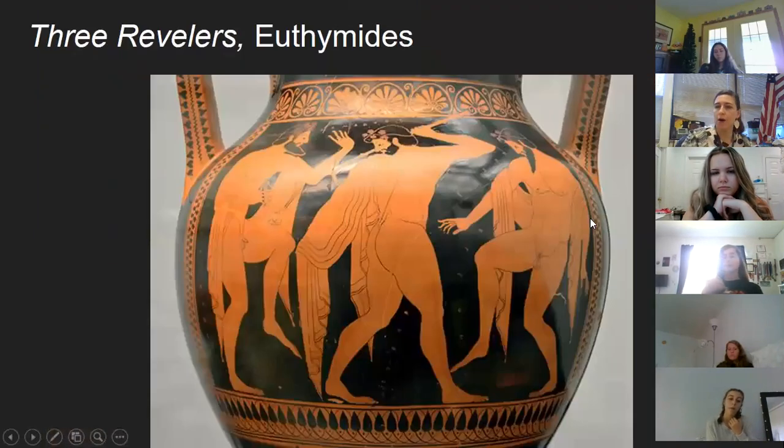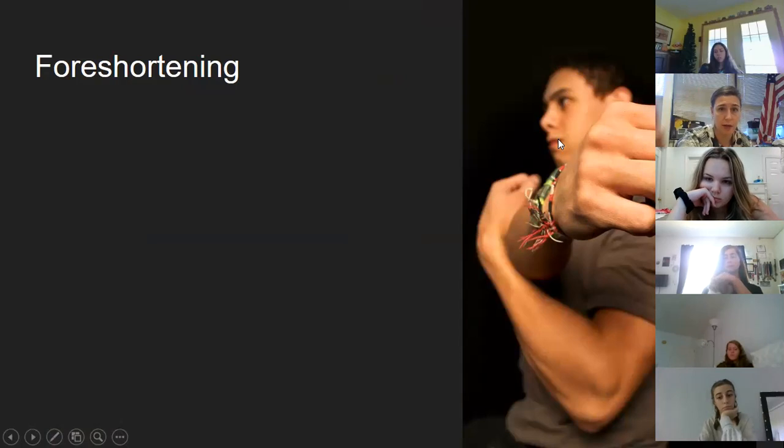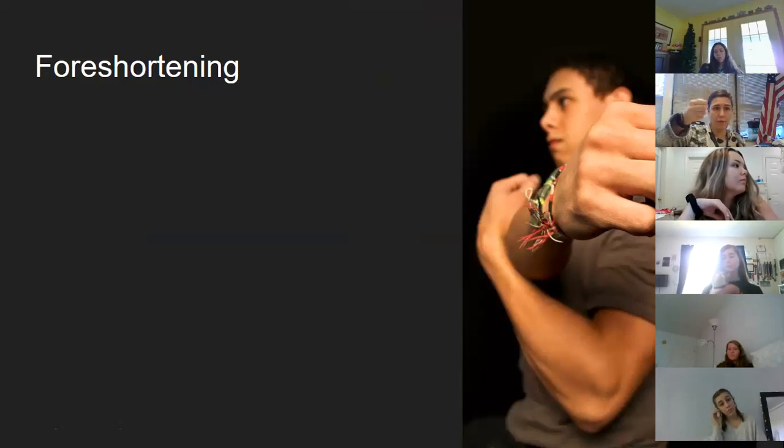And so here on this vase by Euthymides, we have foreshortening. So some of you guys may know what foreshortening is if you practice art. So foreshortening is where objects that are closer are going to be bigger. And if you look at this, this guy's hand or his fist is actually bigger than his face. If we were measuring strictly one against the other, we know that his fist isn't actually bigger than his face. But when things get closer to us, they start to look bigger and they look smaller as they move further away. And so Euthymides is actually understanding this.